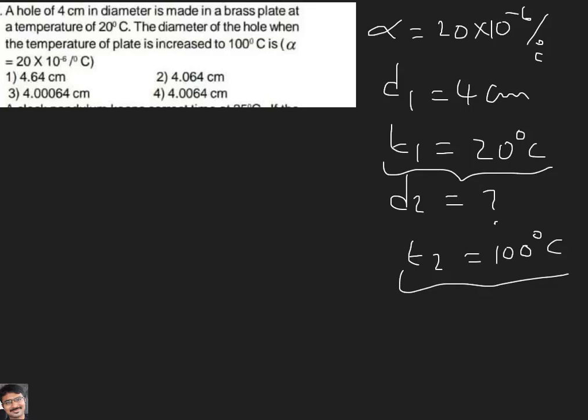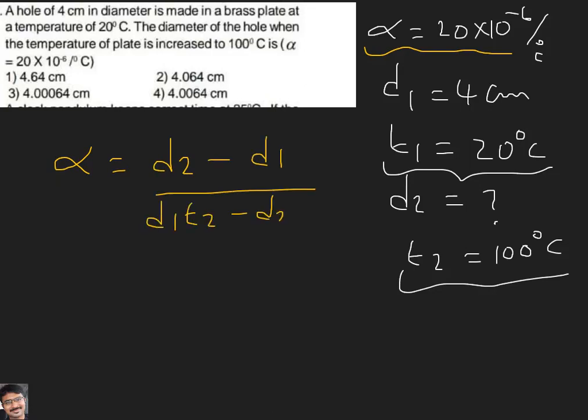Then the formula which suits this one is alpha is equal to, because alpha is the coefficient of linear expansion. Here D1, D2 are diameters. They are also linear. Diameter means linear only, no beta. Radius, diameter, length, all are related to linear. So now I can write the formula as alpha is equal to (D2 minus D1) by D1 into (T2 minus T1). This is the given formula.